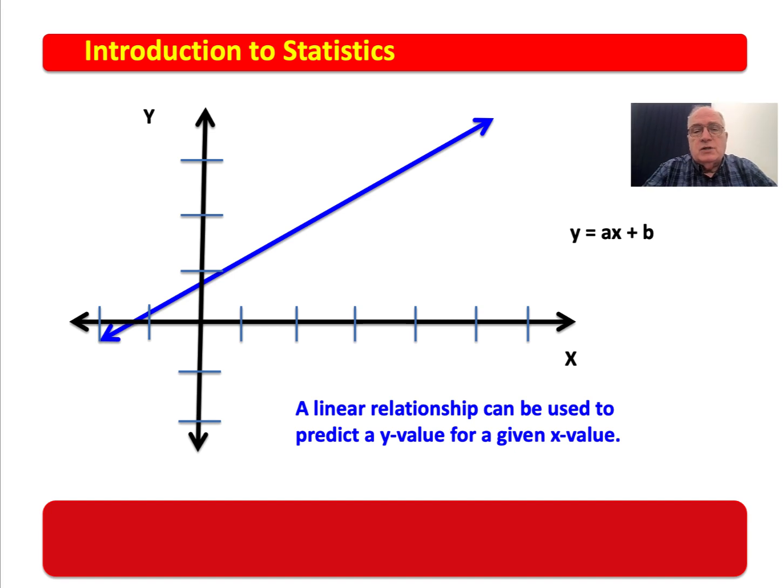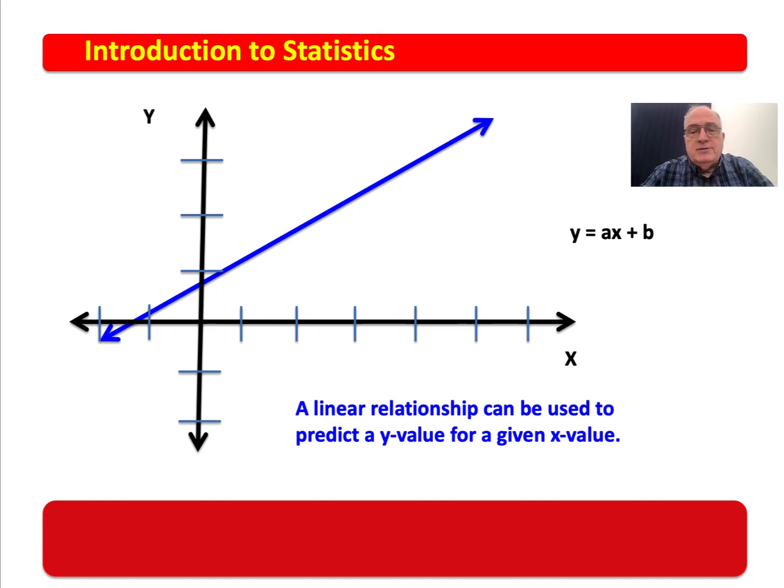I want you to consider this diagram just a moment. This is a coordinate axis, and we have a line in blue, and the line is represented by the equation y equals a times x plus b. We will find out in a minute that a is the slope of the line and b is the place where it crosses the y-axis.